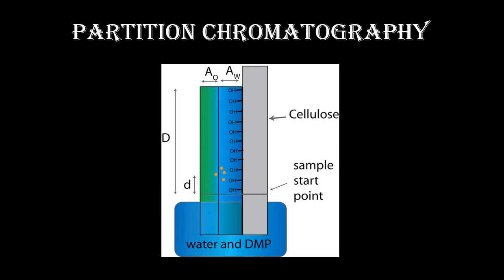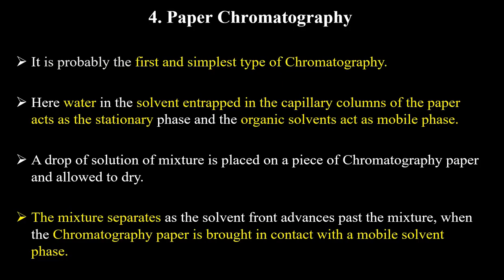Here partition chromatography is shown, where the sample start point is above the solvent, and then separation is carried out. We can find here the 4 spots, and the distance is measured from the sample which is loaded on the baseline, as we term it, and then it moves toward the last point, which we term the solvent front, and we can calculate the RF value.